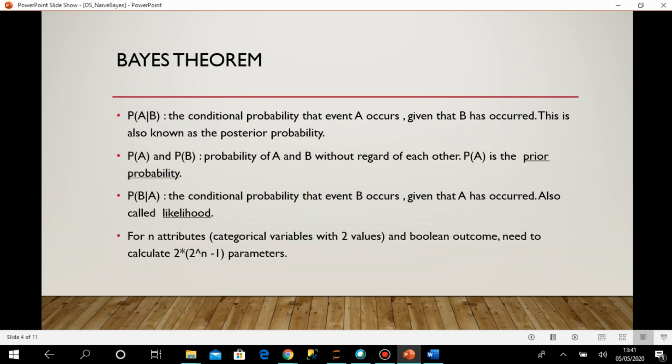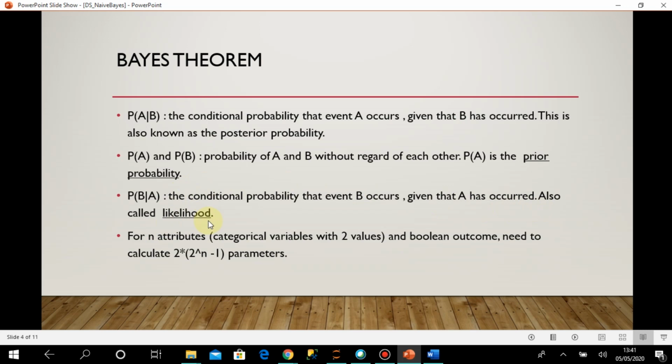Okay, so these are the explanations. P of A given B is the conditional probability that event A occurs given that B has occurred. This is also known as the posterior probability. We calculate it after we get all the other probabilities, so it is the posterior probability. Then probability of A and probability of B are the probabilities of A and B without regard to each other. P of A is the prior probability, so we already know this. And then probability of B given A is the conditional probability that event B occurs given that A has occurred. This is also known as the likelihood.